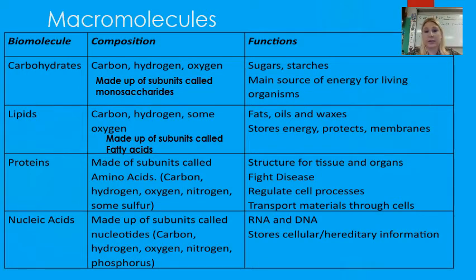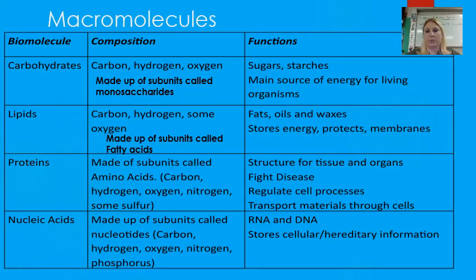Please don't forget that amino acids and proteins go together. It's very important. Proteins are super important for our body, which I'll talk about in a second. They're made out of carbon, hydrogen, oxygen, nitrogen, and some sulfur.